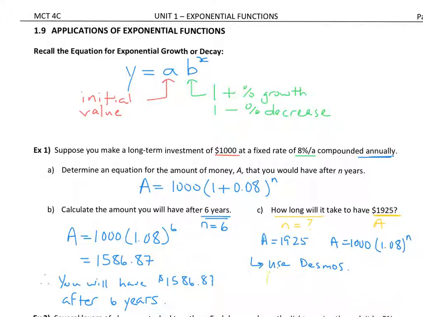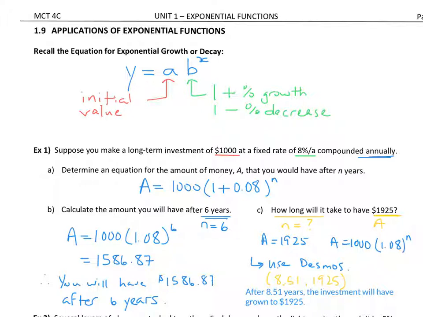Okay, I used Desmos on that question and I got 8.51 comma 1925 as my intersection point. So that means after about 8.51 years, that investment will have grown to $1,925. Okay, so make sure you know how to use your Desmos to solve those exponential equations.